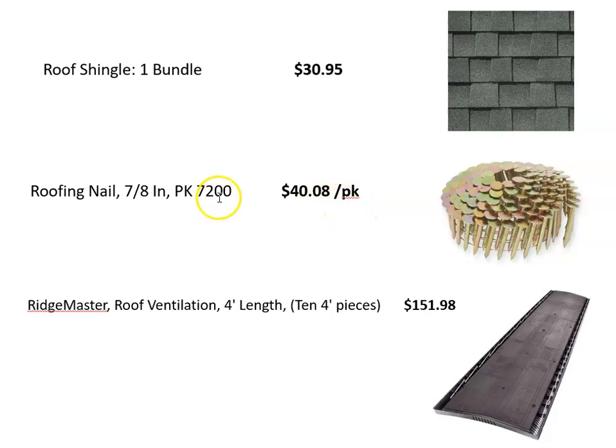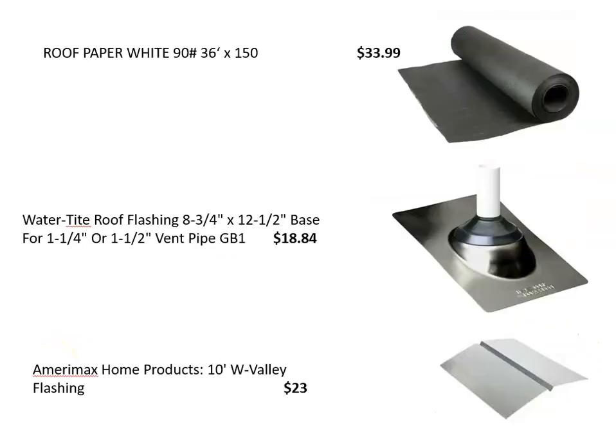Roofing nails, so 7,200 nails for $40. Ridge vents, 4-foot lengths, a bundle of 10 pieces for $150. So you need to determine the length of your ridge, of course. And roof paper, much cheaper, a fraction of the price. This actually says 90 pound, that's very heavy, 36 by 150 feet, much cheaper than the ice and snow product.